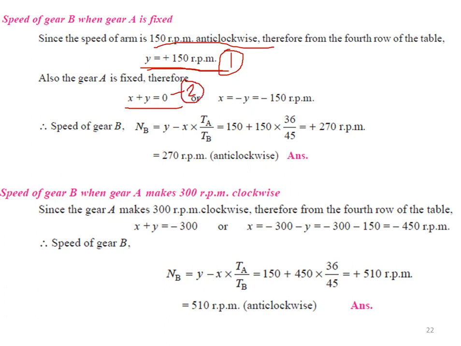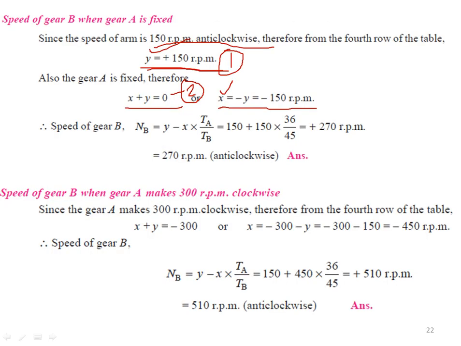Now using these two conditions, you can solve X and Y. You know Y is equal to 150. If you substitute here 150, you get X is equal to minus 150. So same thing you got here: X is equal to minus Y, and you get minus 150. So you got the value of X and you got the value of Y. Both X and Y are known to you now.